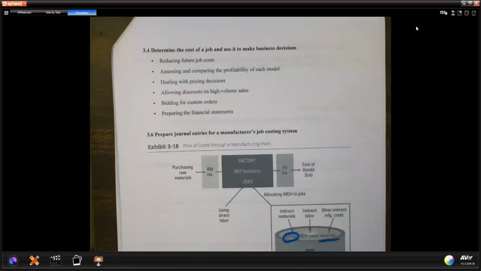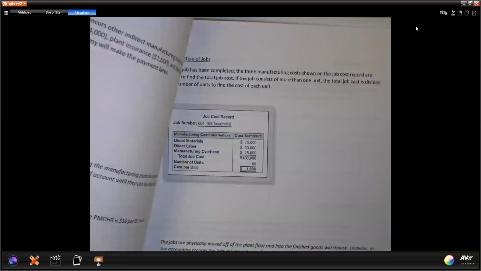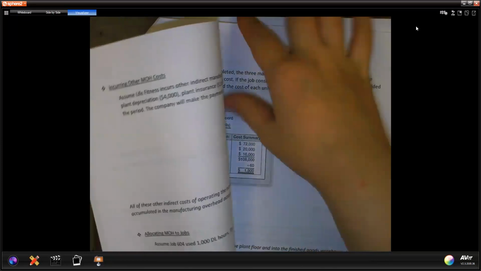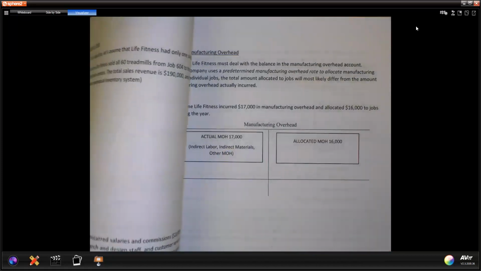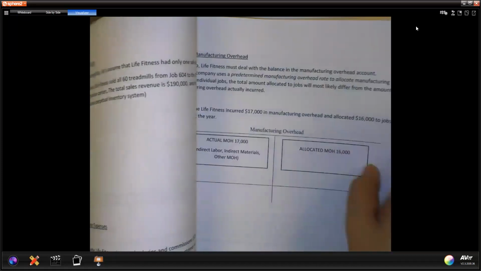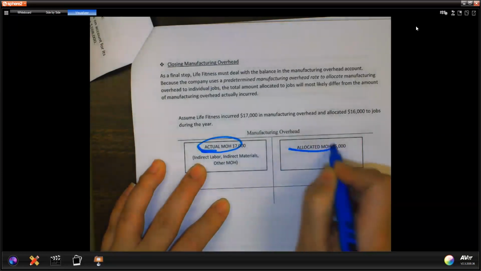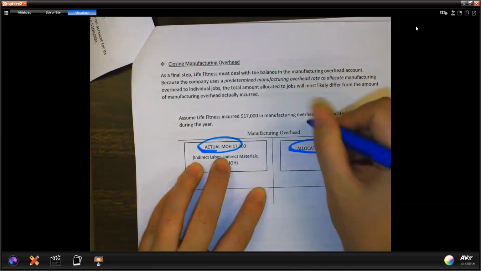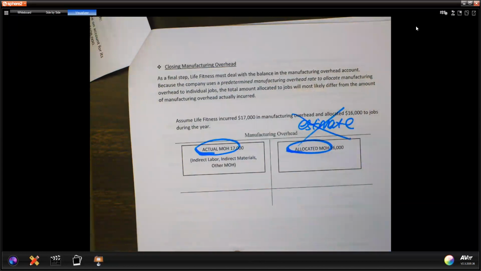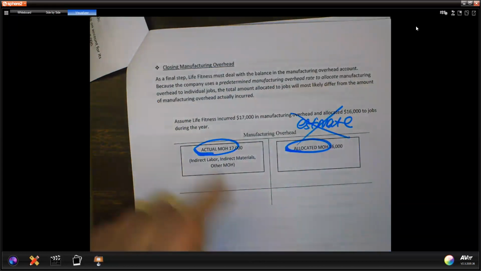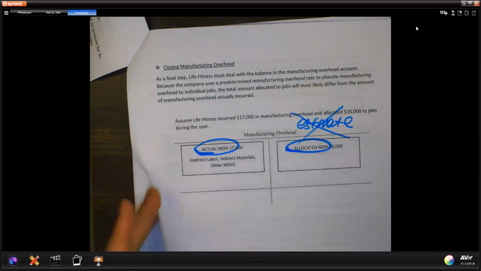Okay, so let's do a practice together. I'm not going to post my notes to the blackboard. You also need to know your over-allocation or under-allocation. We also practice one later, but you compare your actual with your allocated. There is nothing to do with your estimated. You never, ever use your estimated manufacturing overhead one more time. You use your actual and your allocated.